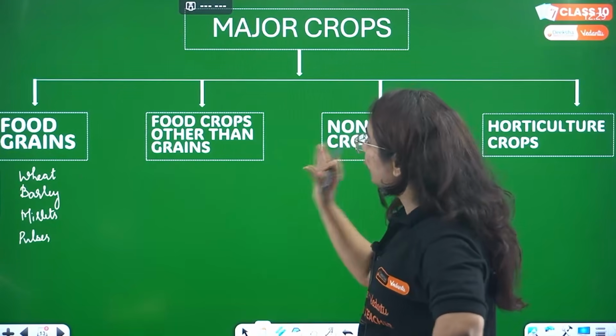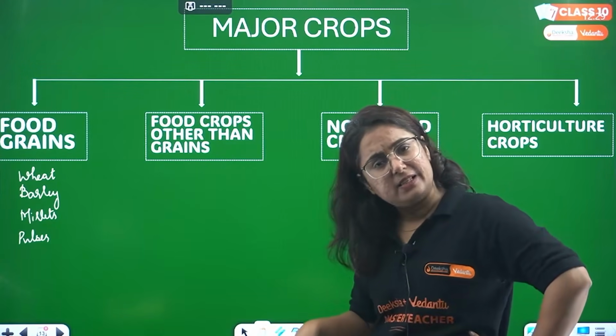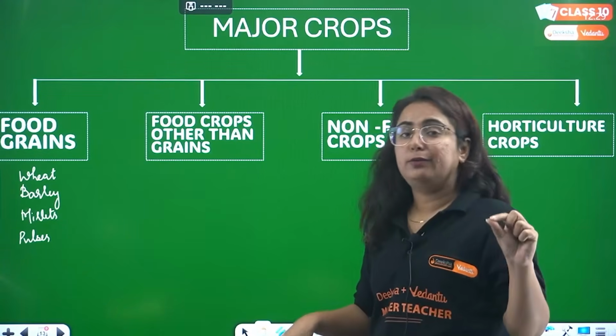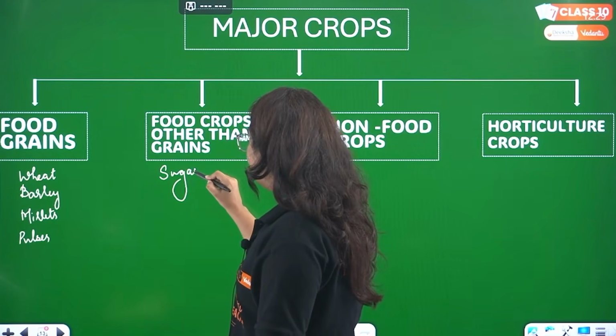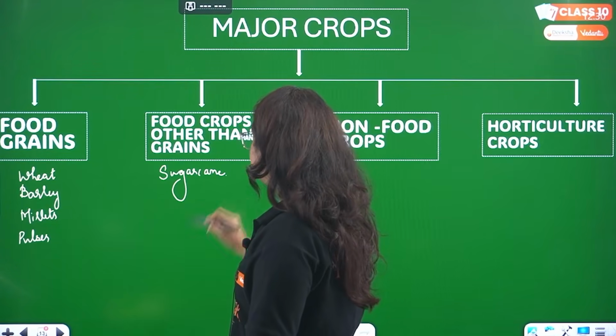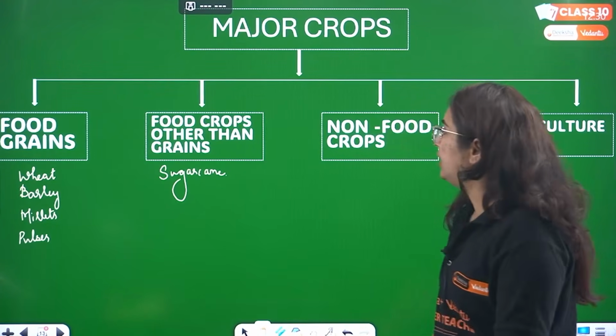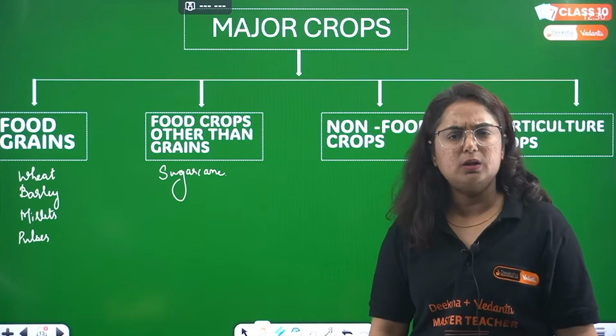Next, food crops other than grains. They are not grains, but they are food crops. Like, beta, can we say sugarcane is a grain? No. Okay?